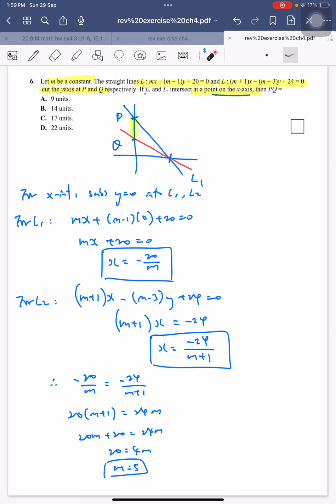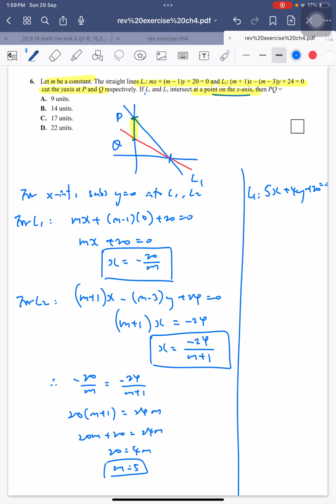But it's not finished yet, because we're trying to find the coordinates of P and Q as well. Let me write it here. Now we can say L1 is 5x plus 4y plus 20 equal to 0. I just changed the m and m plus 1 to become 5 and 4 respectively. And then we have 4y equal to negative 5x minus 20, so y is equal to negative 5 over 4 x minus 5. So negative 5 should be our point P.